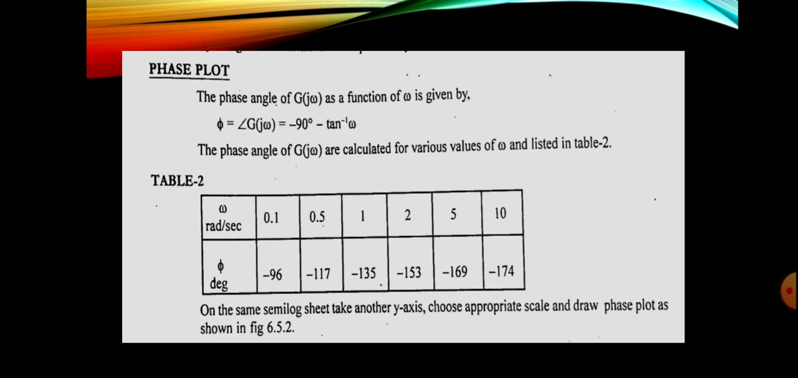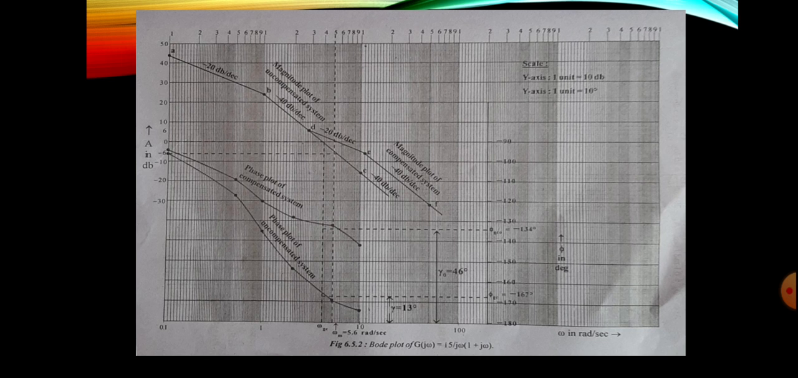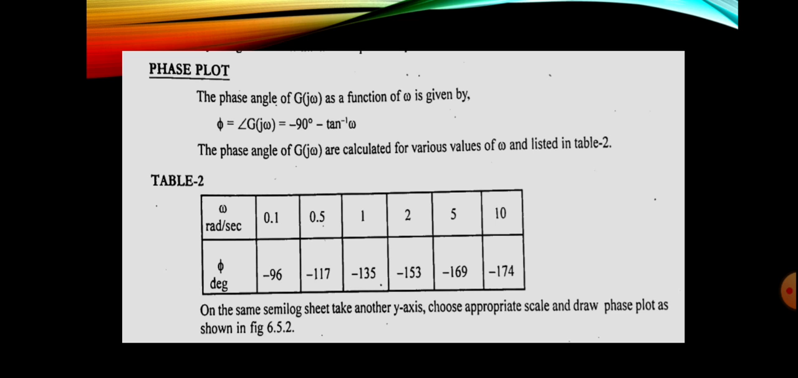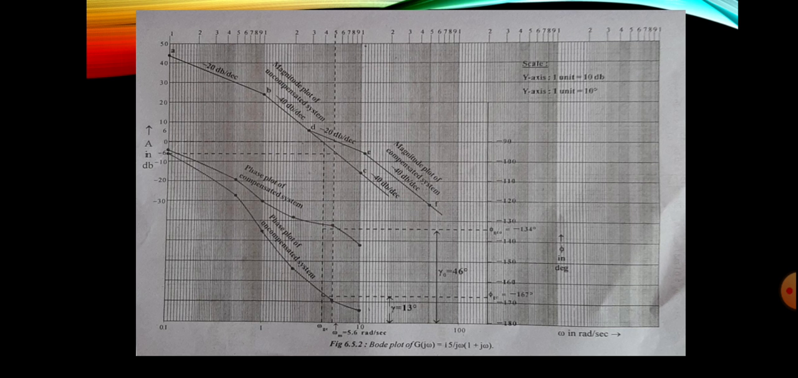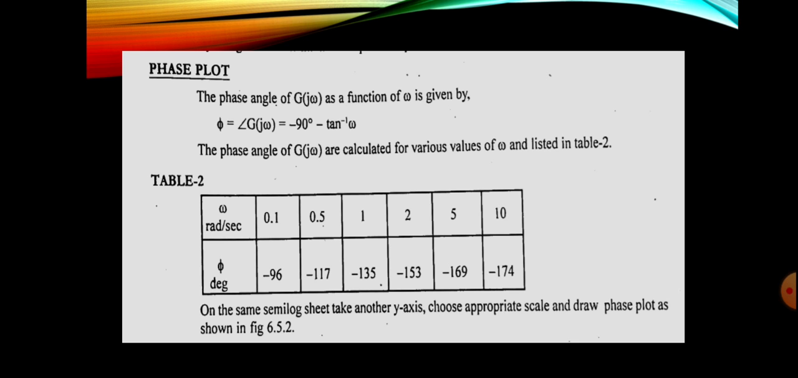For different omega values, the first omega value is 0.1. See here, this is omega 0.1 and the corresponding phase is minus 96. So mark that point. It starts from minus 90, so minus 96 will be here. Mark that point. You can mark it as A, B, C already used, so you can use D, E, F, G notation like that. Here we are naming each point in order to avoid confusion.